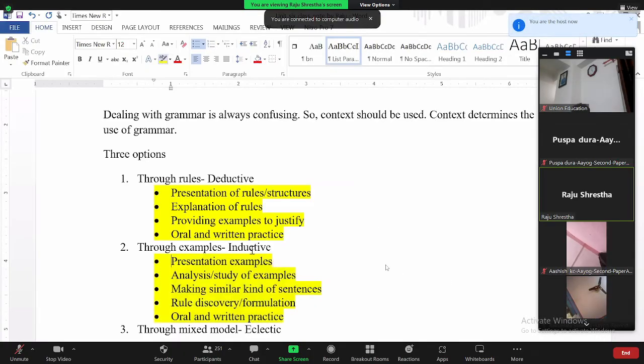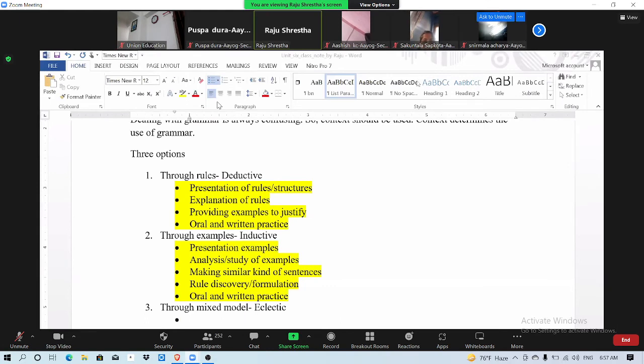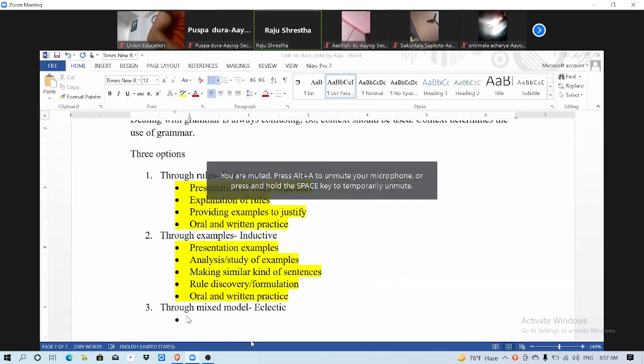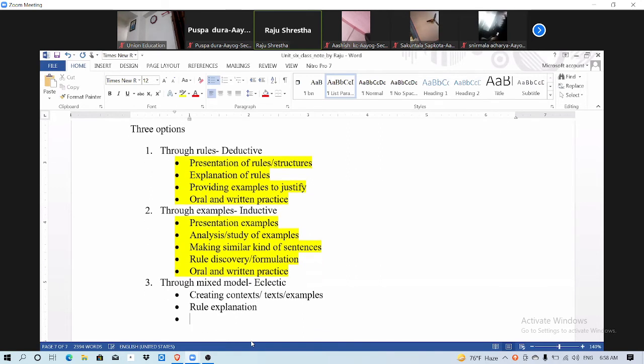Whichever is easier for you, follow that. In the eclectic method, this is not fixed; it does not have to be this way. Which one is very simple and easy, you can do that. Here you use or create context, text, and examples, and go into rule explanation where needed. Then we go into oral and written practice. Here nothing is fixed; whatever the situation demands, accordingly. So this is eclectic, the third method of grammar teaching.